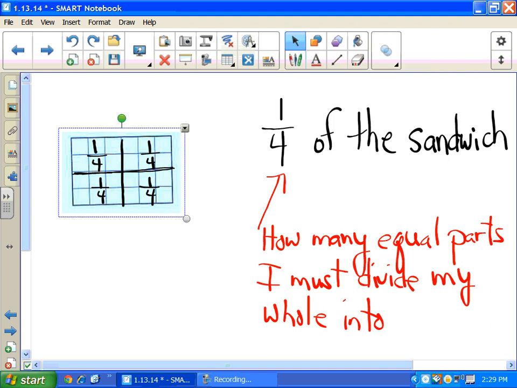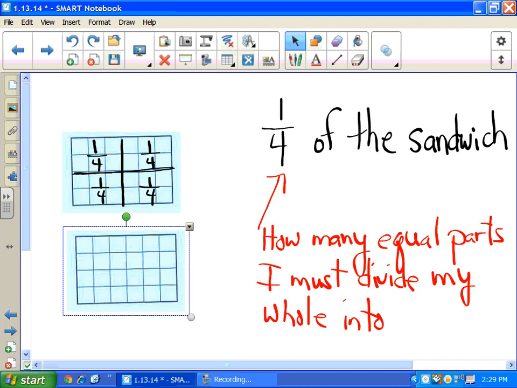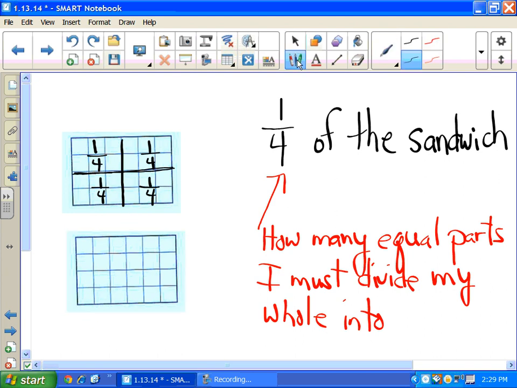Of course there wasn't. Let's see if there's another way that we can divide this. How about if I divide it like this? Is this 4 equal pieces? Yes, it is. We can see each one has 1, 2, 3, 4, 5, 6 little squares in it. So we know that this is 1/4, this is 1/4, this is 1/4, and this is 1/4.